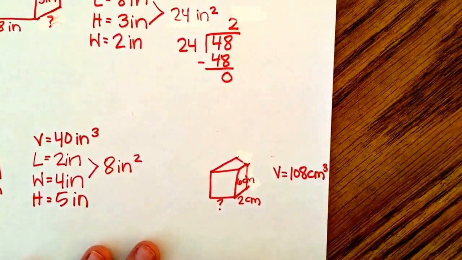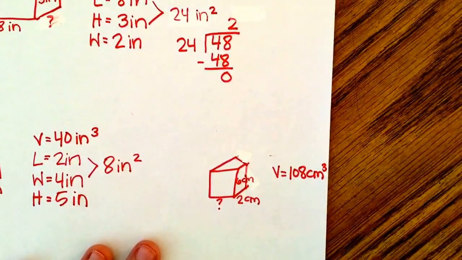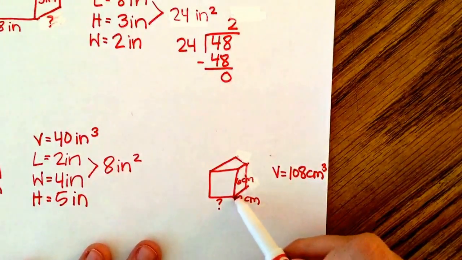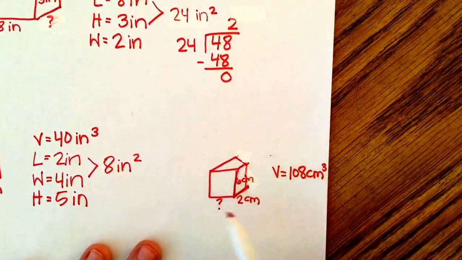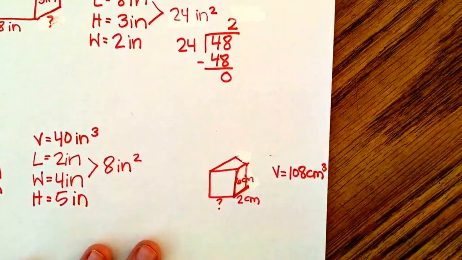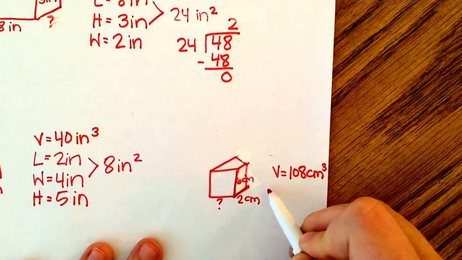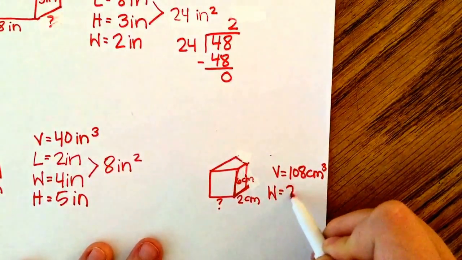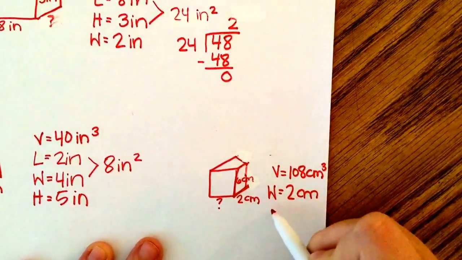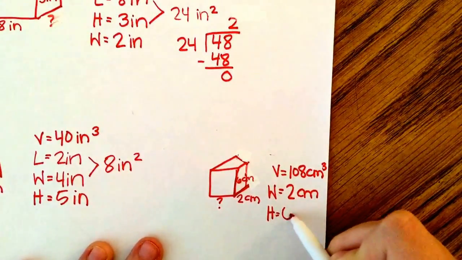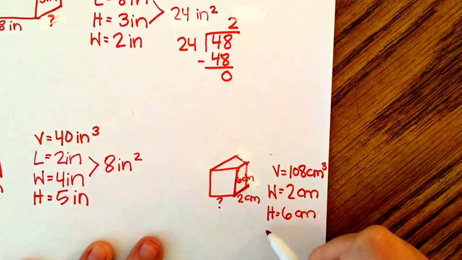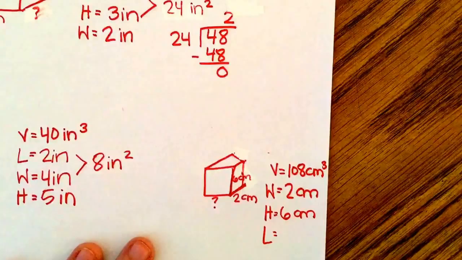Next, I have a little cube, another rectangular prism. This time I've been given the width and the height. I need to know the length. I also know that the volume is 108 cubic centimeters. So I know the width is 2 centimeters. The height is 6 centimeters. I need to know the length.